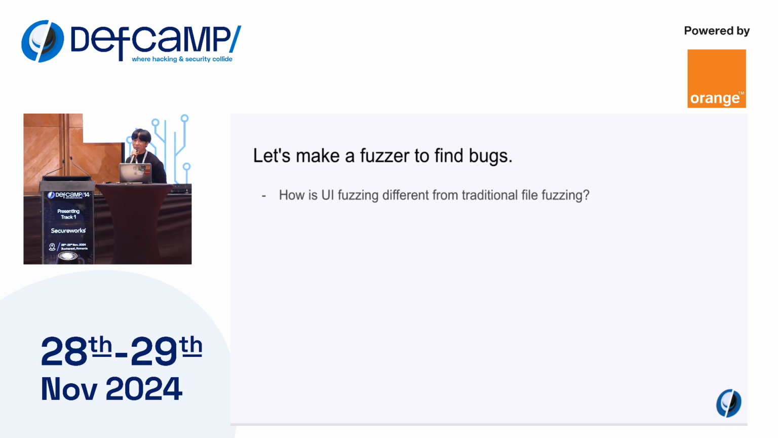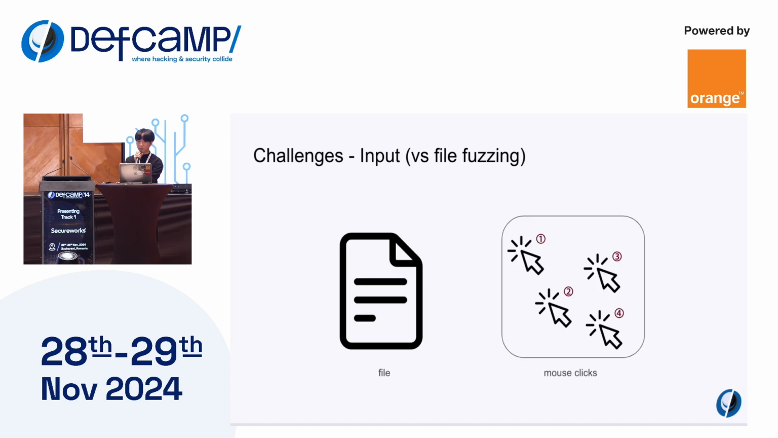So yeah, let's dive into creating a fuzzer for finding this kind of UI bugs. A good starting point is these questions. How is UI fuzzing different from the traditional file fuzzing? Of course, the input is clearly different. A file can be passed all at once, since it's just one file. But with the UI, specifically for mouse clicks, there is a sequence to consider. And they cannot all be processed simultaneously because a normal user clicks once at a time.